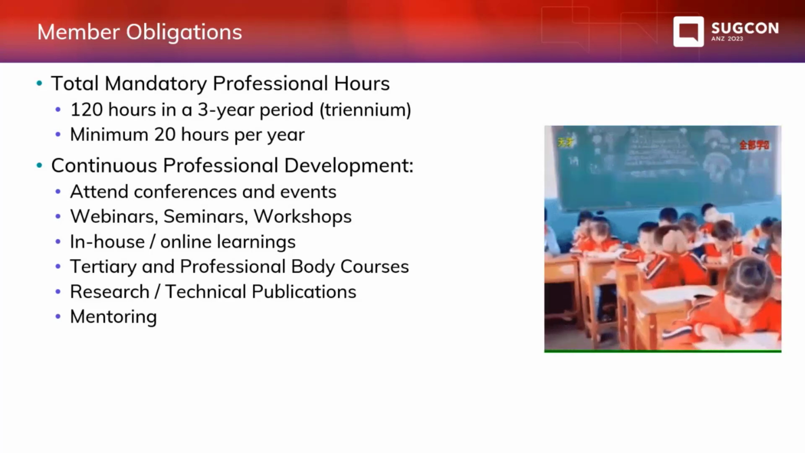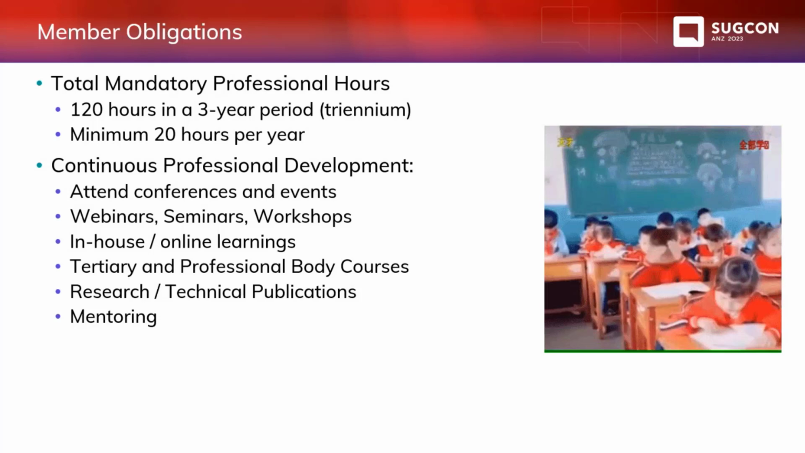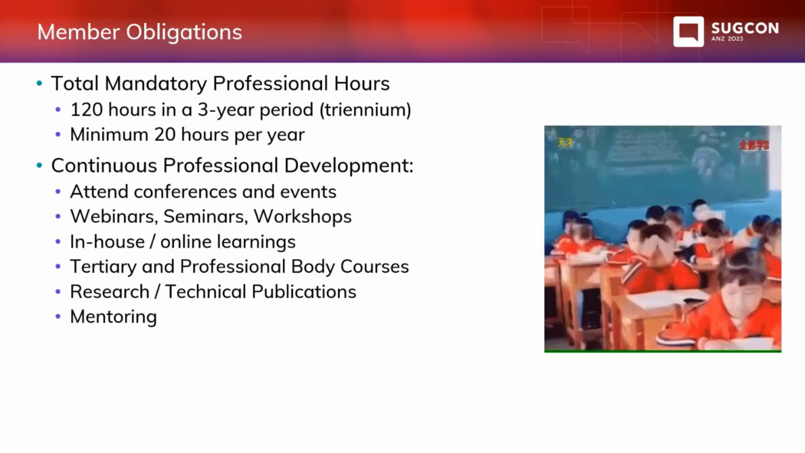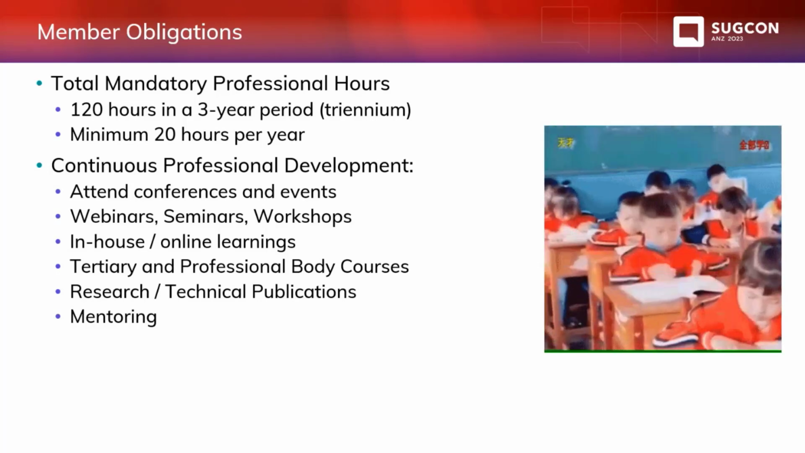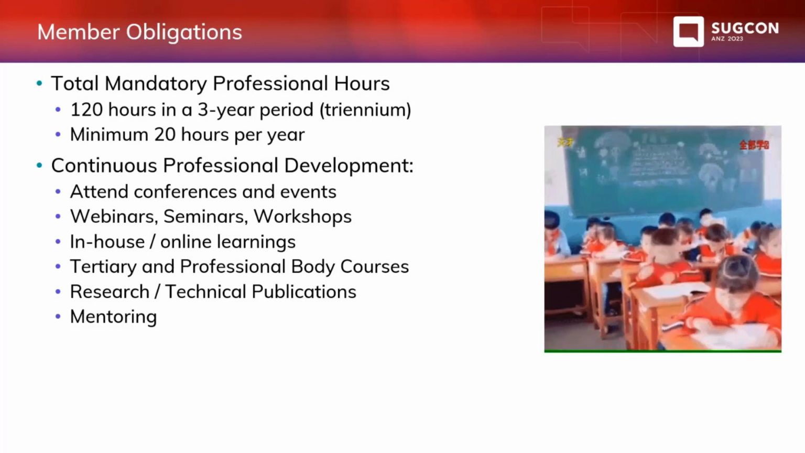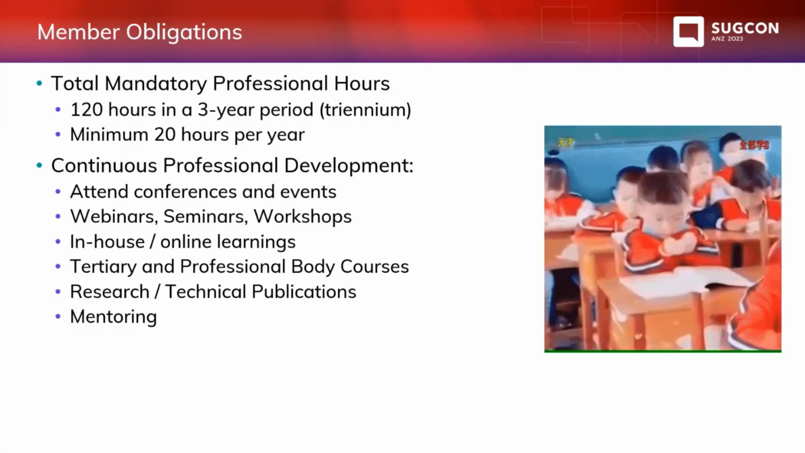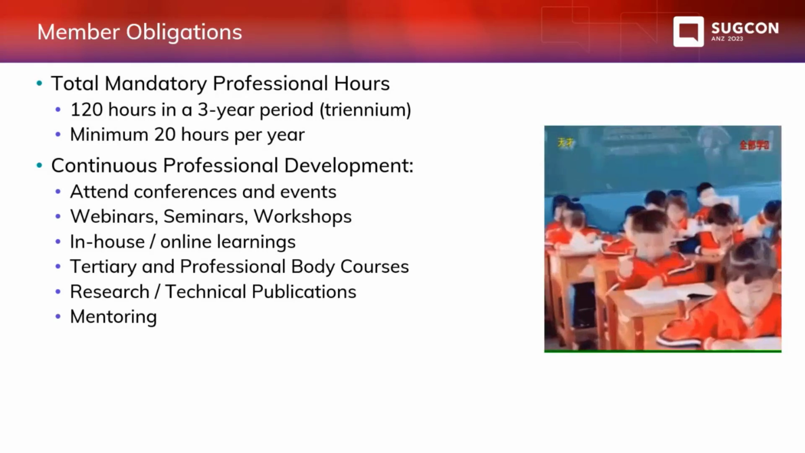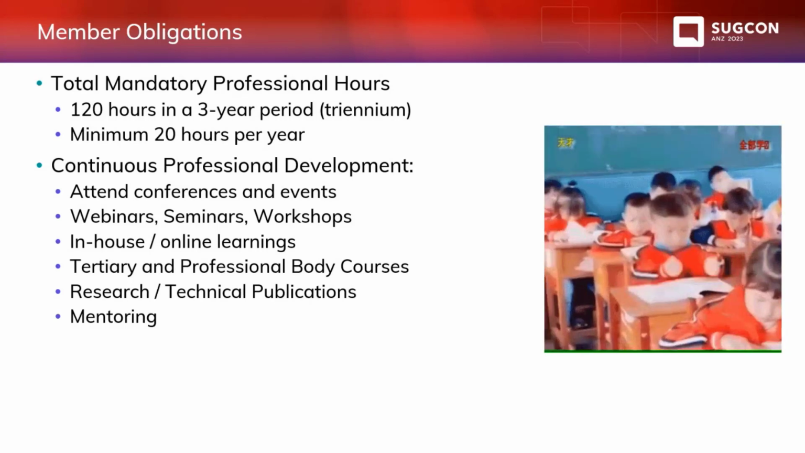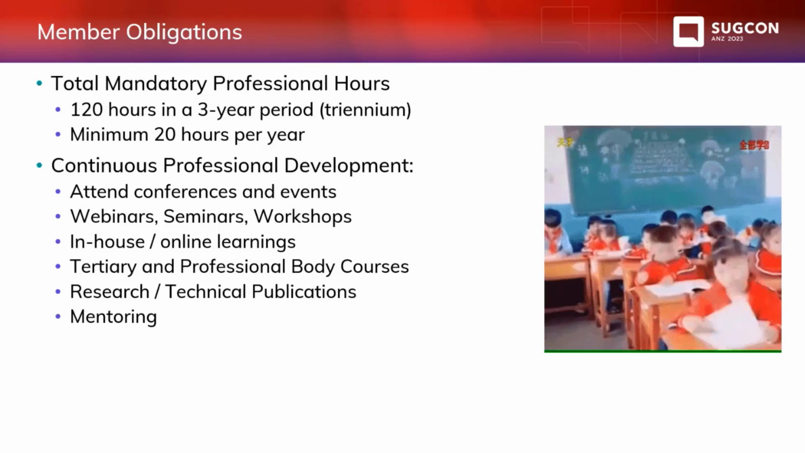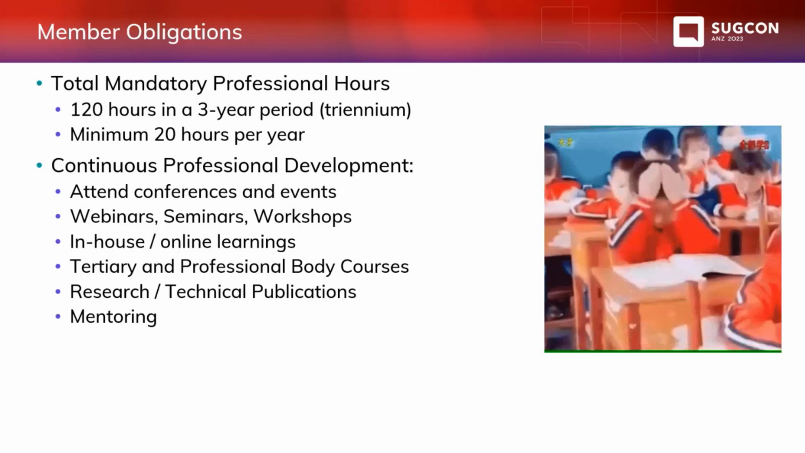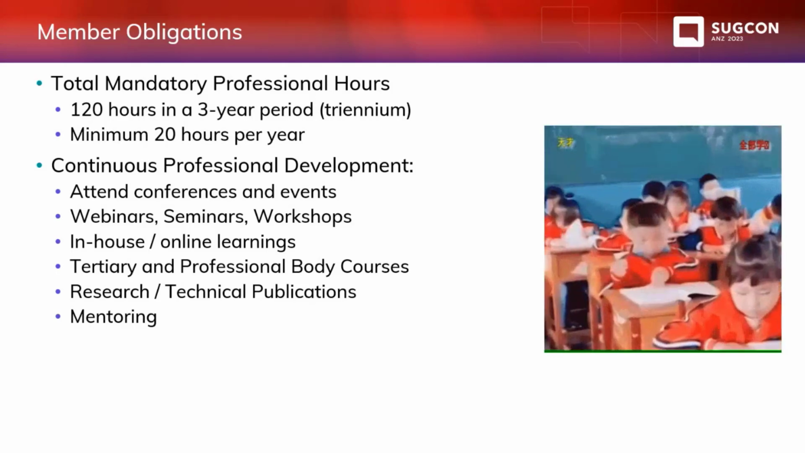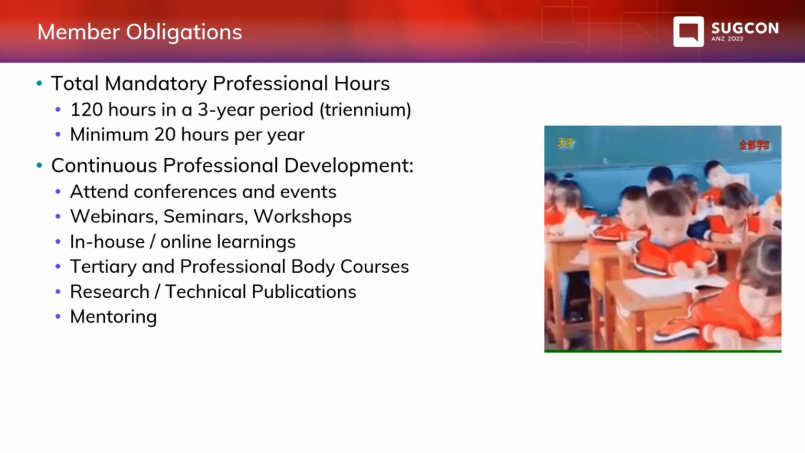Some of the continuous professional development includes attending conferences and events, webinars, seminars, workshops, online learnings or in-house learnings, and any accredited tertiary and professional body courses, which can be accredited uni courses on a pre-approval list for further education. It also includes doing research and technical publications, so writing white papers in the industry and presenting upfront to the industry, and also mentoring younger professionals. These are all counted in those professional hours.